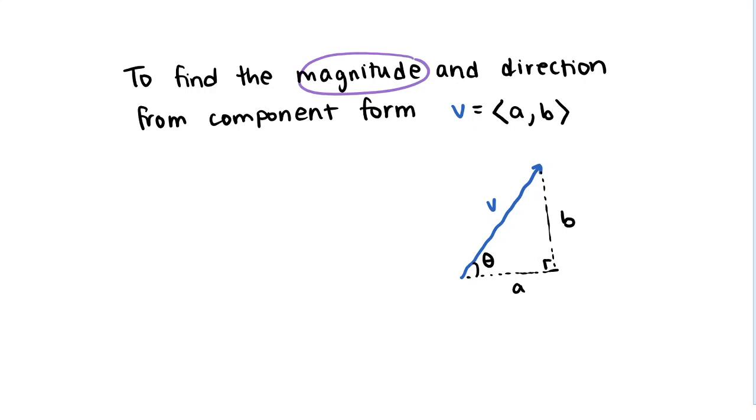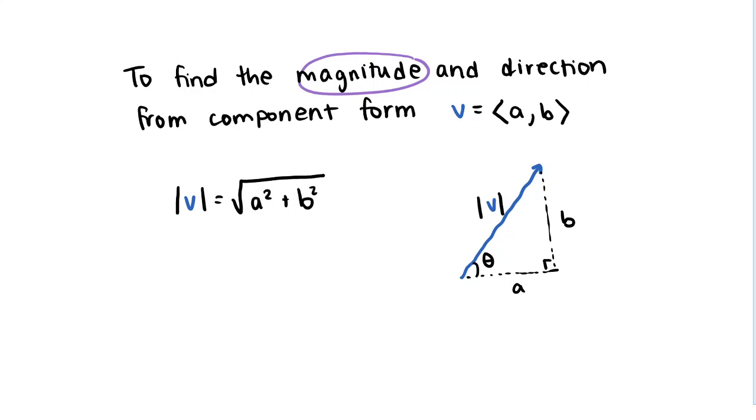So the magnitude of this vector, the length of this vector, is just the hypotenuse in this right triangle. And so we can just use the Pythagorean theorem that a squared plus b squared is the hypotenuse squared, in other words, the square of the length of this vector. And so if we take the square root of both sides, then we'll just have the length of this vector is equal to the square root of a squared plus b squared. So the sum of the squares of the leg lengths. And so that's the magnitude.